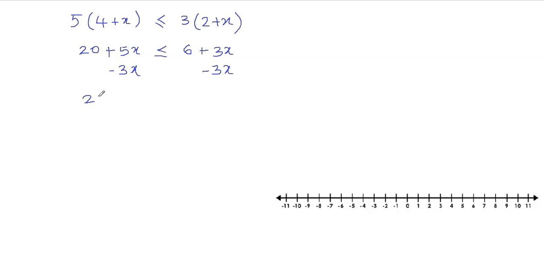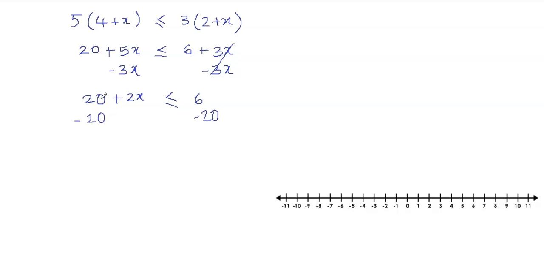This will be 20, and then 5x minus 3x will be 2x. And then I'll have the less than or equal to symbol, and then 6, and positive 3x and negative 3x is going to be 0, so this is gone. Now we're going to continue using inverse operations to isolate the variable x. You see that my variable is multiplied by 2 and then added to 20. So remember that, first of all, we undo addition and subtraction, right? So I'm going to eliminate 20 first. I'll get rid of 20 by subtracting 20 from both sides.